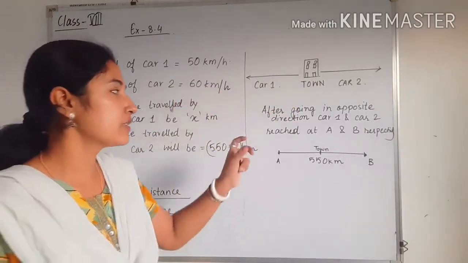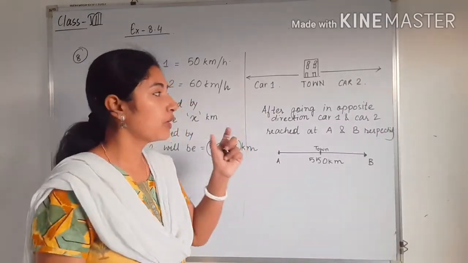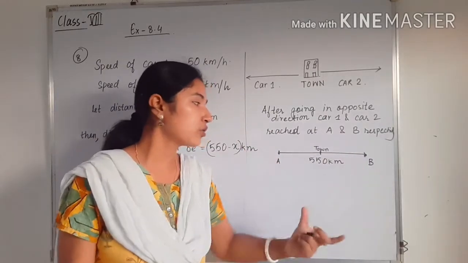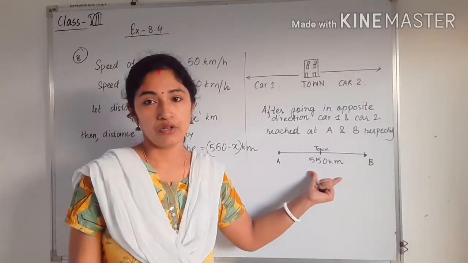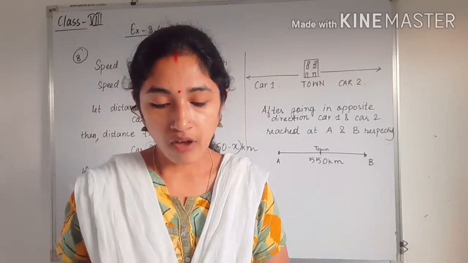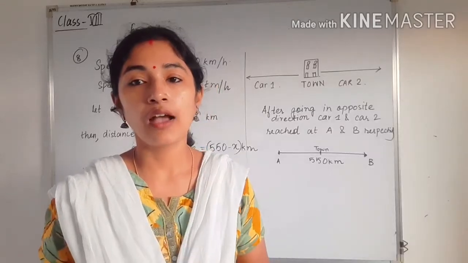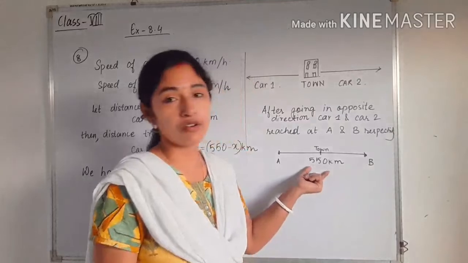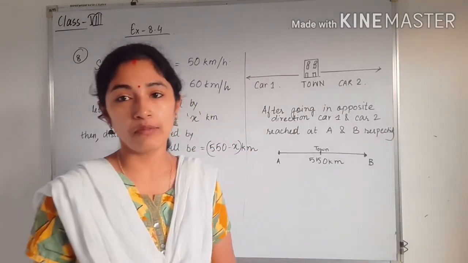After going in opposite directions for some distance, they reach some points such that the distance between them is 550 kilometer. Now they are asking us to find the time, that is, how many hours they took to maintain the distance of 550 kilometer between them. So we have to find the time taken.